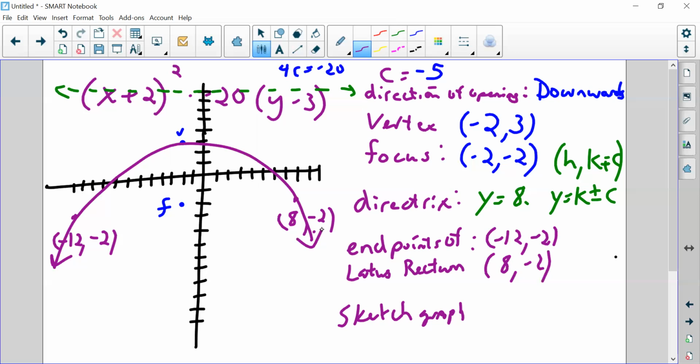Questions over it? Do the same kind of thing if it opens left or right. So complete the next 3 problems: 6, 7, and 8 use this technique. So go ahead and do 6, 7, and 8. Ask me questions if you have any.